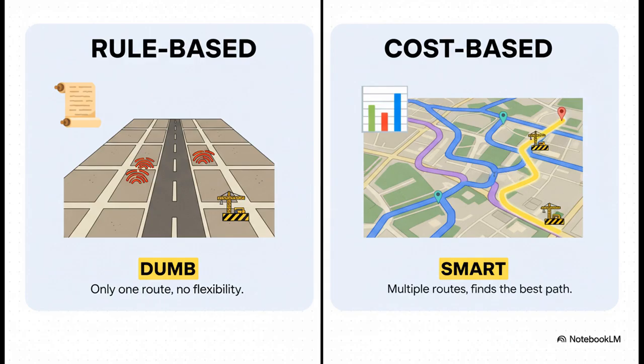Then you have the modern, much smarter one, the cost-based optimizer. This dispatcher has a live traffic map. It looks at every single possible route, estimates the cost, the time, the resources for each one, and then picks the absolute cheapest, fastest option. And yeah, this is the standard for pretty much every database you'll use today.